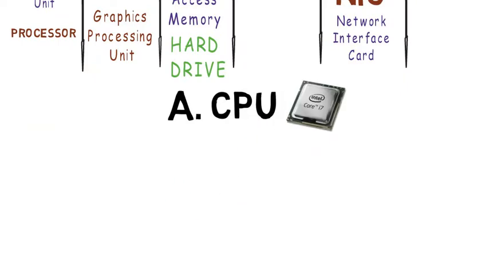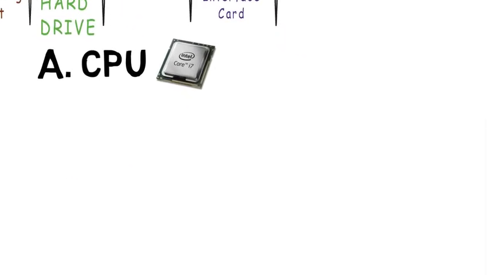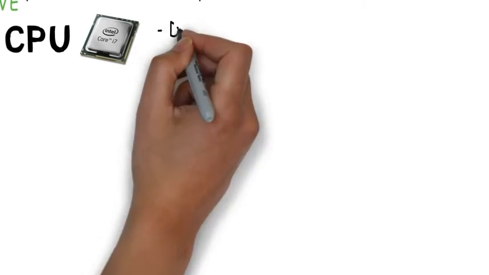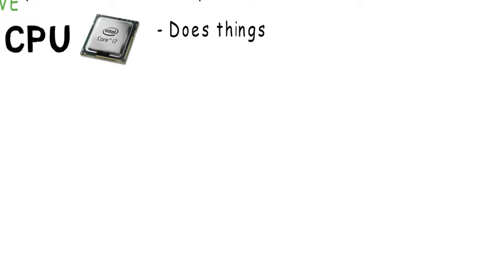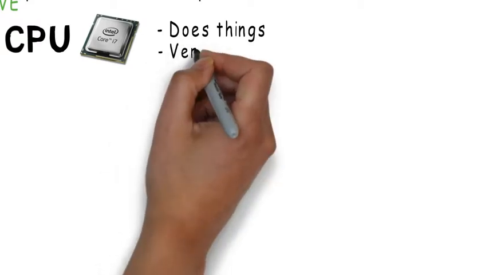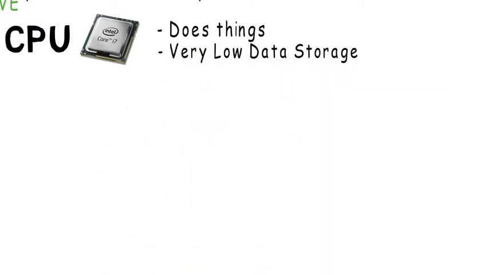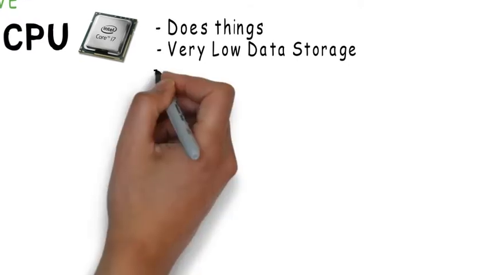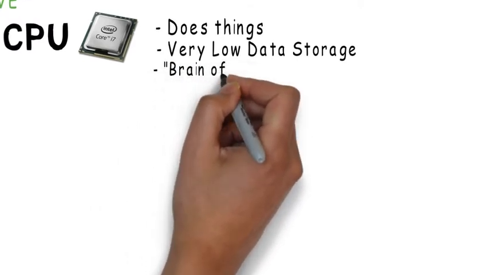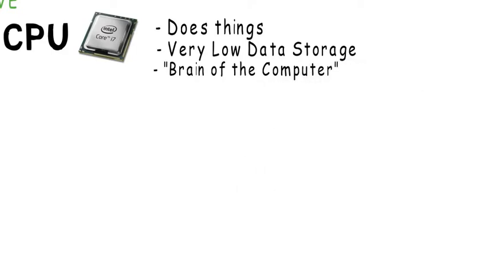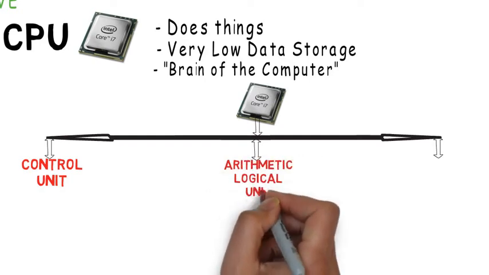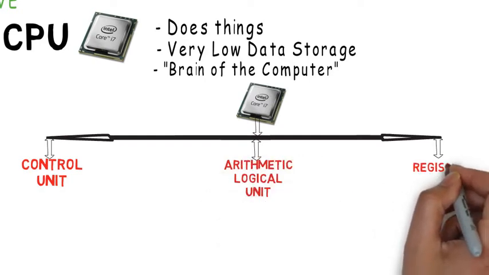The central processing unit handles all instructions it receives from hardware and software running on the computer. The CPU does things. It has very low data storage and it is volatile. The CPU is commonly referred to as the brains of the computer. The CPU is made up of the control unit, the arithmetic logical unit, and the register.